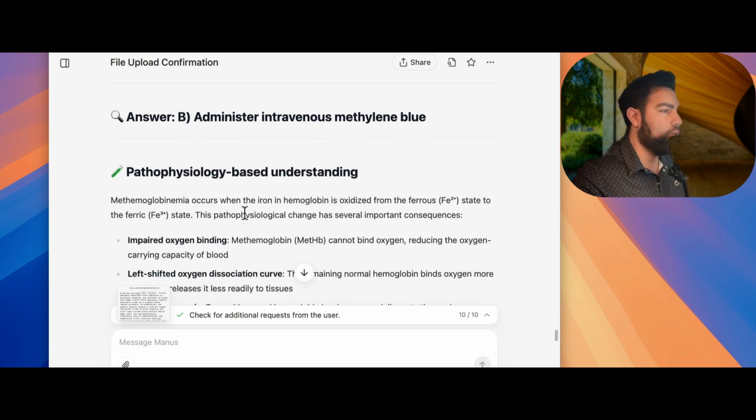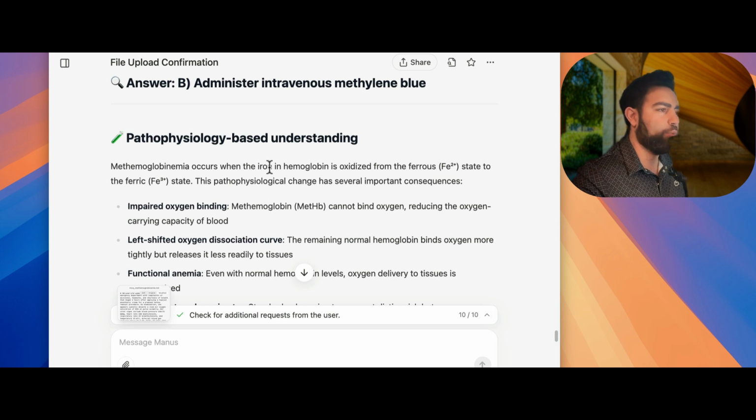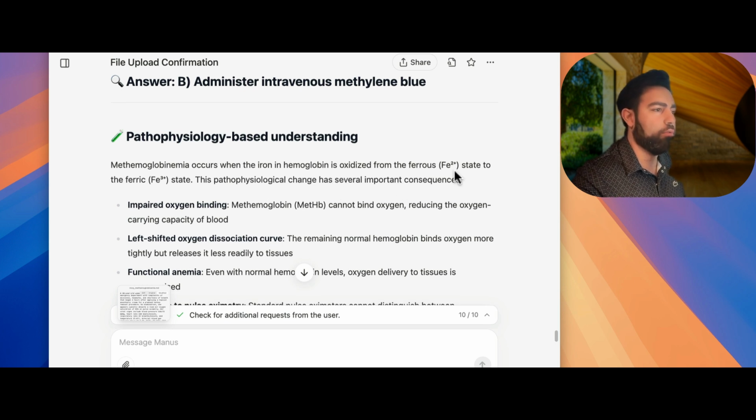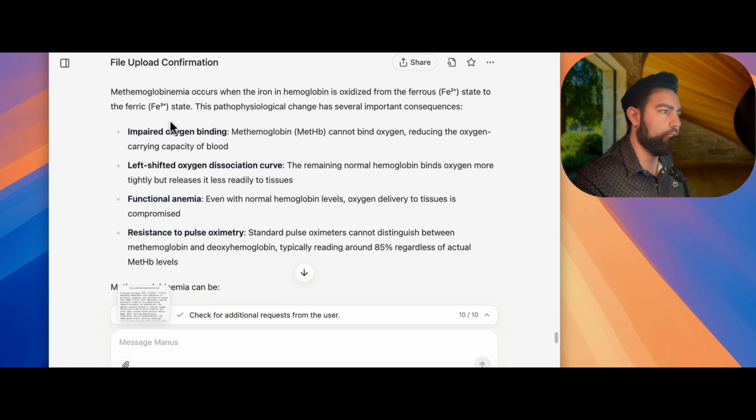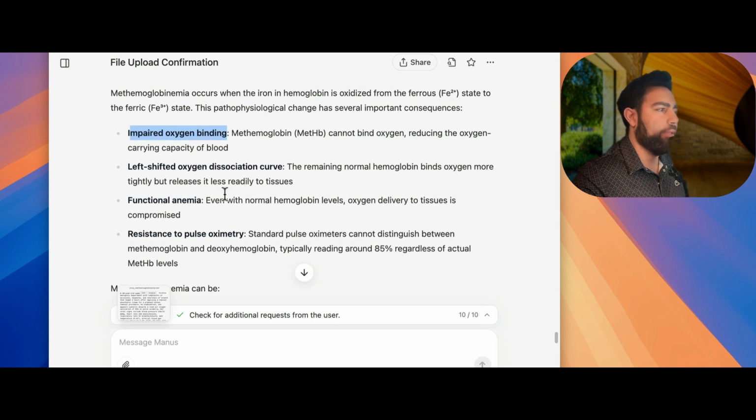So, methemoglobinemia: remember that it occurs when iron in the hemoglobin is oxidized from the Fe2+ to the Fe3+ state. The pathophysiologic change has several important consequences. You impair the oxygen binding, right? The methemoglobin cannot bind oxygen, so it reduces the oxygen carrying capacity of the blood. It also causes a left shift of the oxygen dissociation curve. That means the remaining normal hemoglobin binds the oxygen more tightly, but releases it less rapidly.